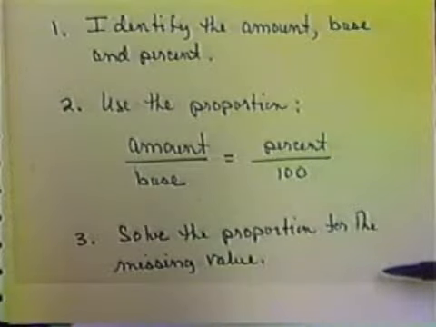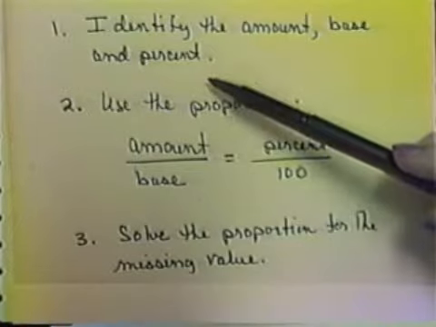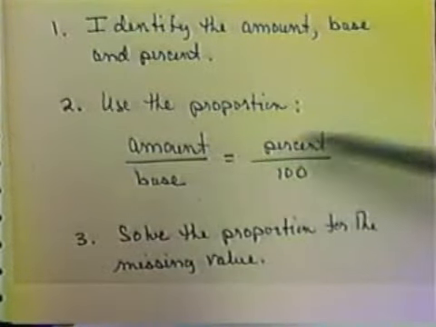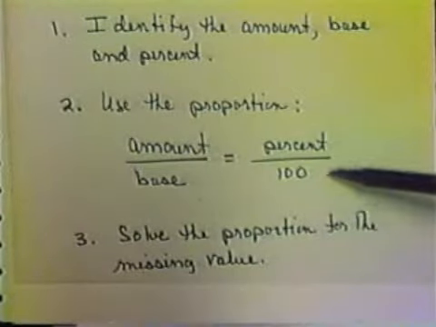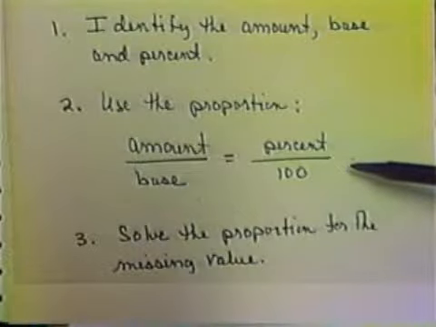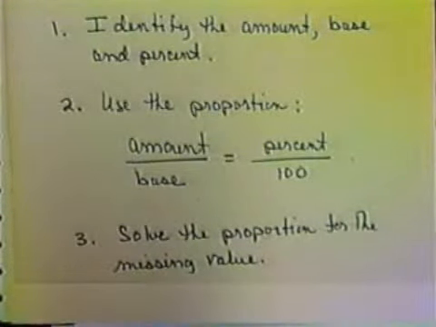To solve percent number problems, we identify the amount, the base, and the percent. Then we use the proportion, amount over base is equal to percent over 100. Very important that we learn this proportion. It's called the percent proportion. We're going to solve the proportion then for our missing value.